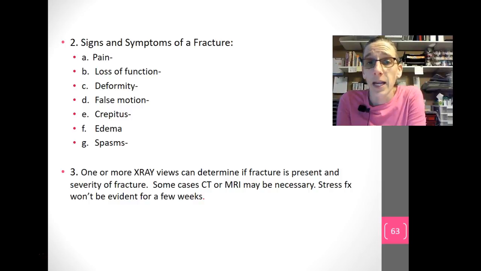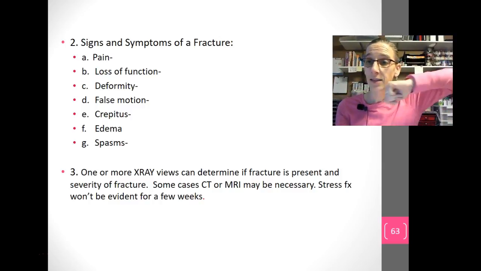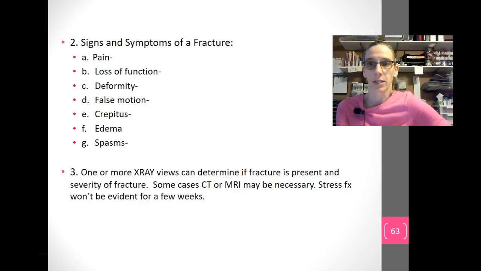A deformity, obviously, if you have a significant deformity like the very first picture that was on this PowerPoint, you're going to know that there's a fracture, there's a problem. False motion. So false motion is if you have an unnatural motion, an unnatural movement to things, then we may start looking at there's something going on. There may be a fracture in there.